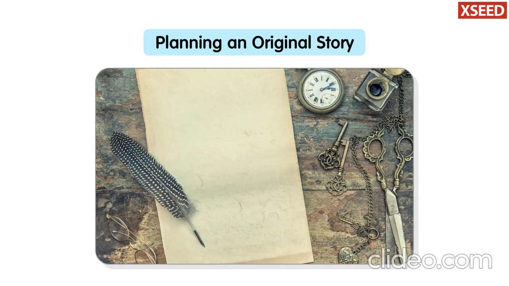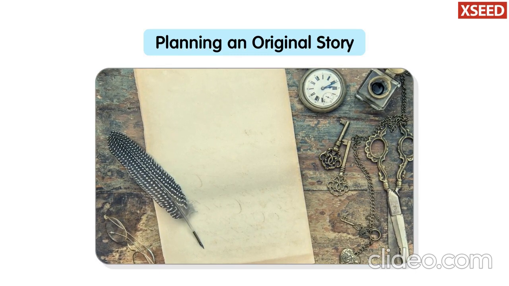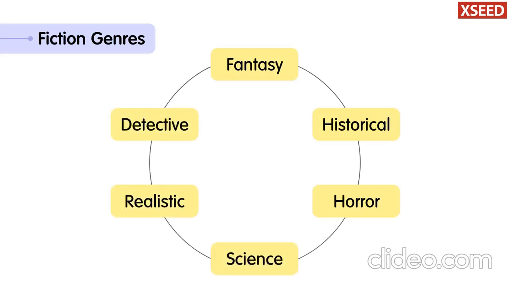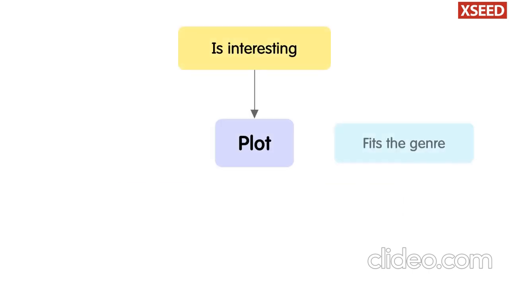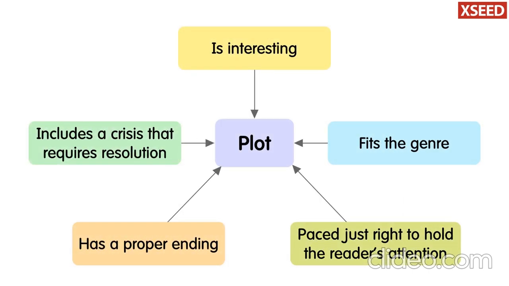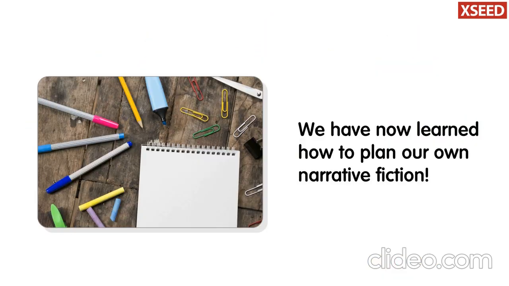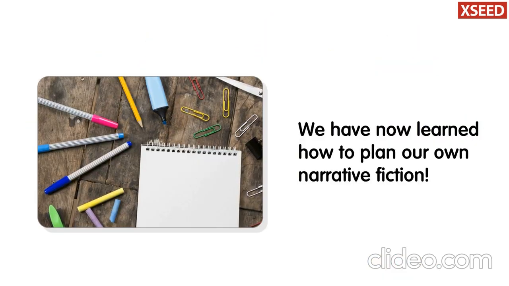Let's learn about how to plan an original story. First, choose the genre you want to base your story on. Next, create an entertaining plot. Adding interesting characters to our narrative fiction makes it captivating. Planning a narrative fiction always makes it better.